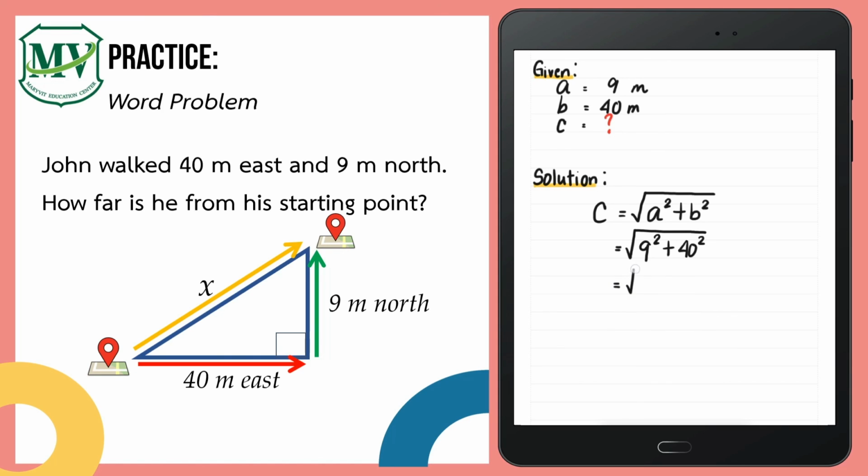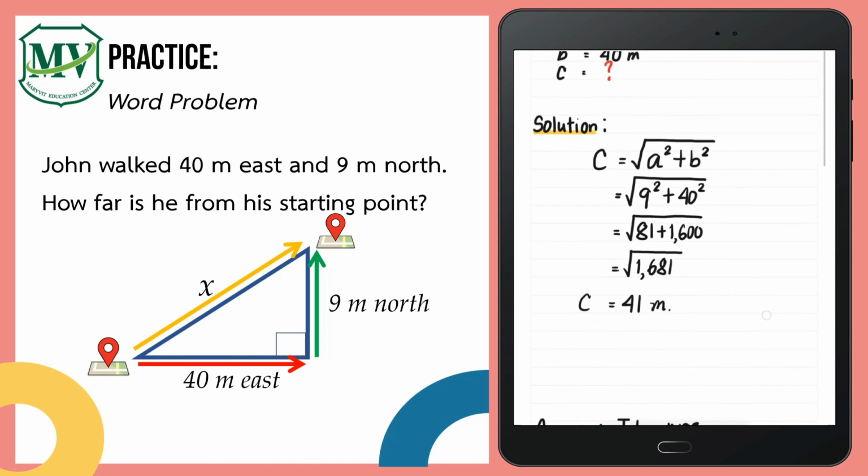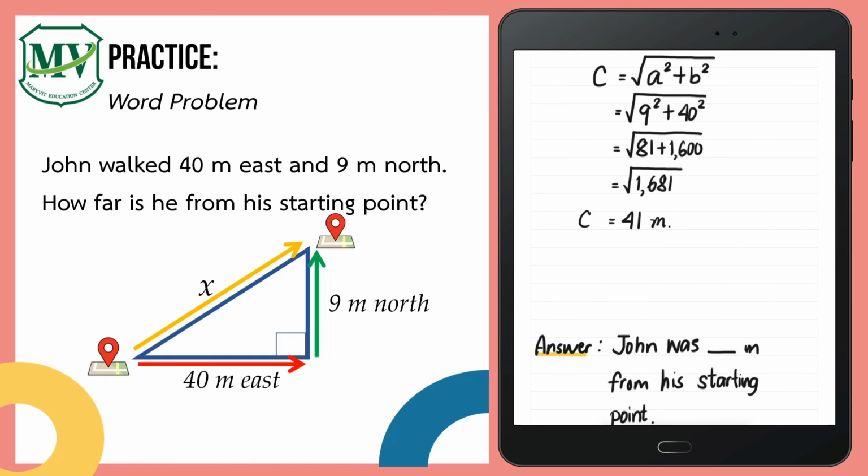9 times 9 equals 81. And 40 times 40 equals 1,600. Let's add them together. Square root of 81 plus 1,600 equals 1,681. Then, the square root of 1,681 equals 41. The final answer is John was 41 meters from his starting point.